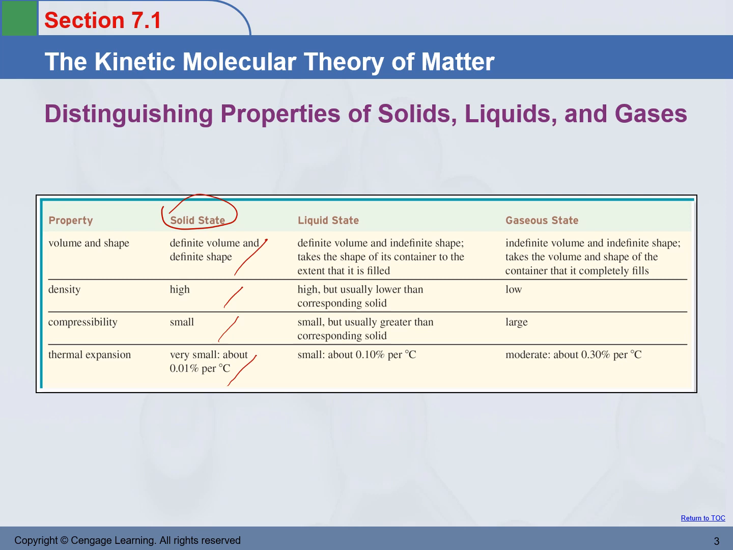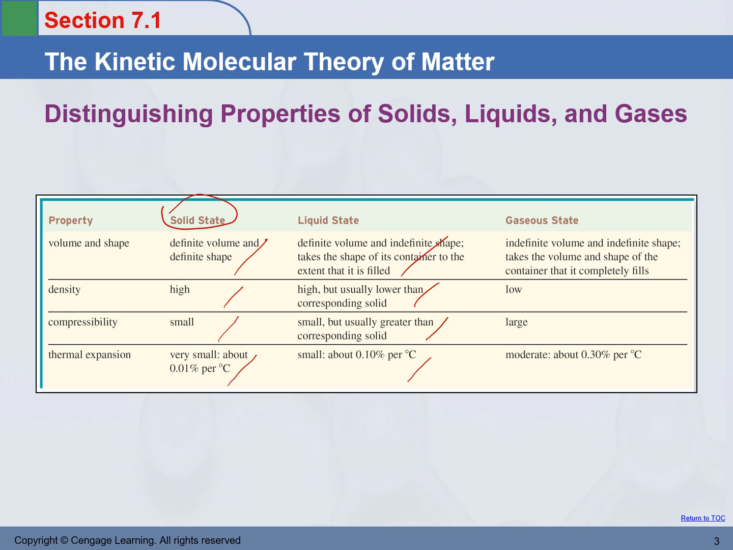Liquid has definite volume, but indefinite shape. Liquid usually takes the shape of its container. We know that. We talked about this way earlier in this semester. Liquid also has high density. Liquid also has small compressibility. Okay, you cannot compress a liquid. And it has small thermal expansion. When the temperature changes, the volume may change, but minimal.